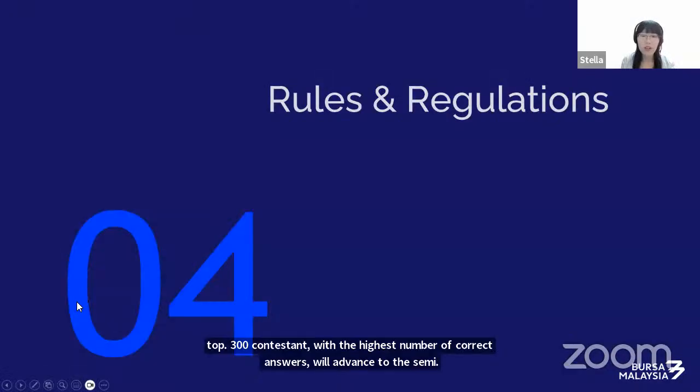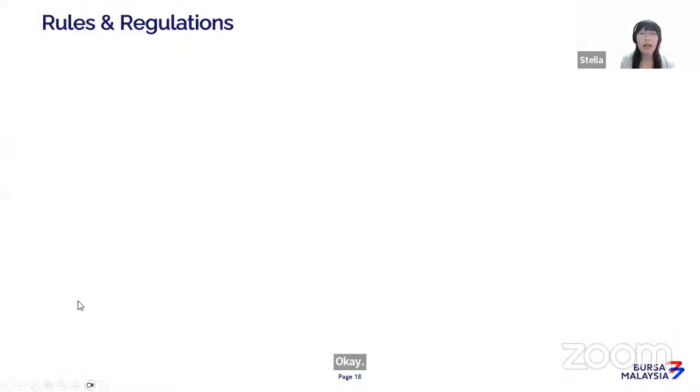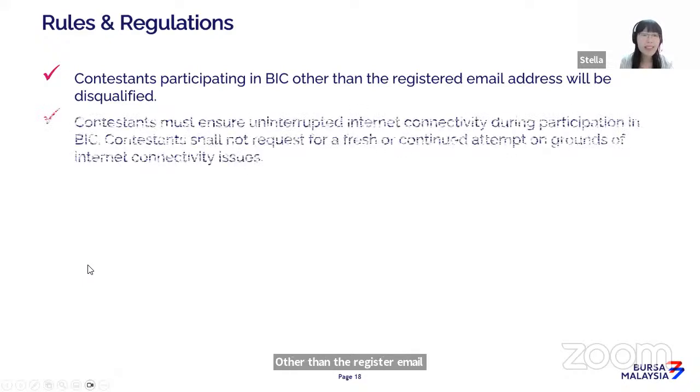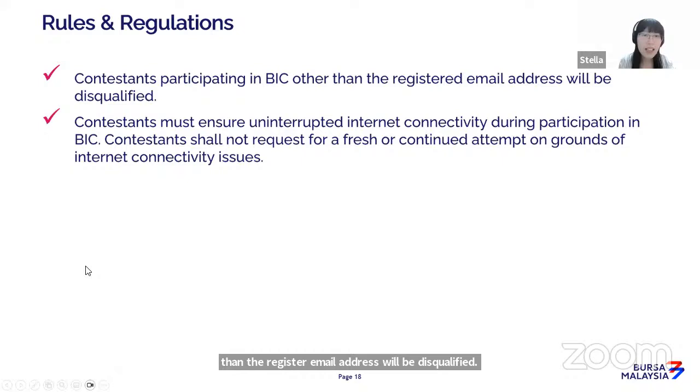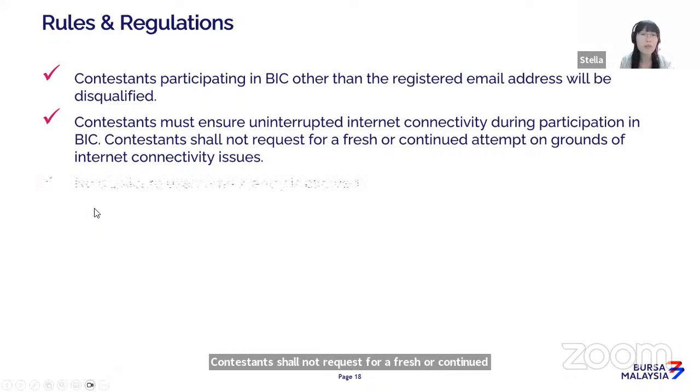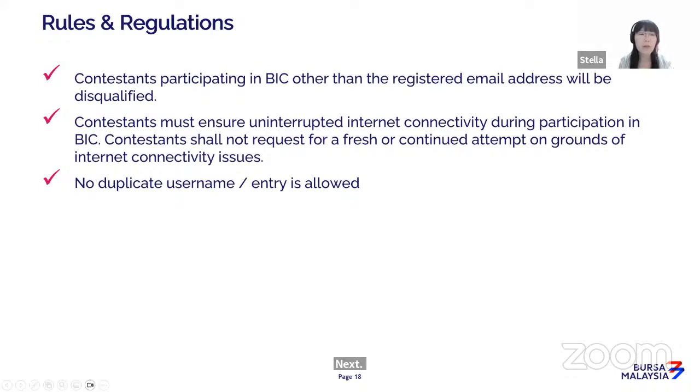Okay, so contestants participating in the BISC other than the registered email address will be disqualified. Next, contestants must ensure uninterrupted internet connectivity during participation in BISC. Contestants shall not request for a fresh or continued attempt on grounds of internet connectivity issues. No duplicate name or entry is allowed.